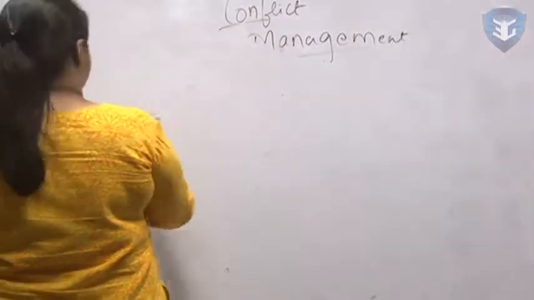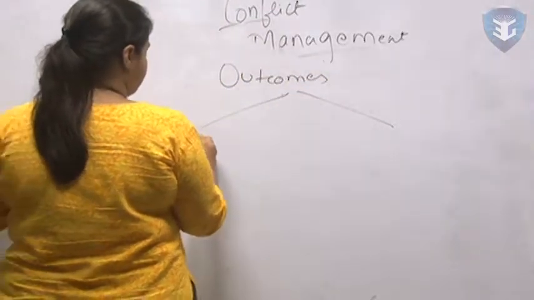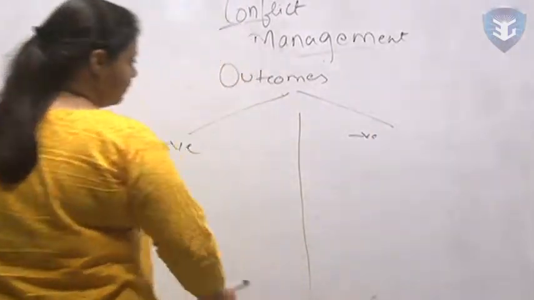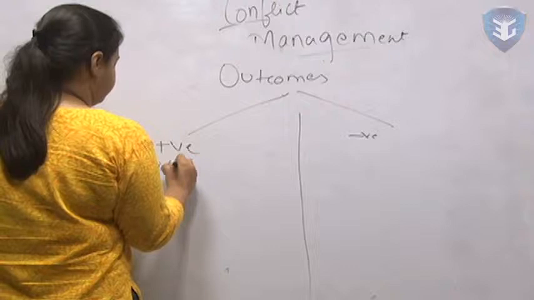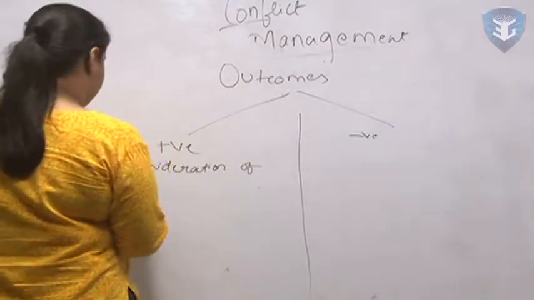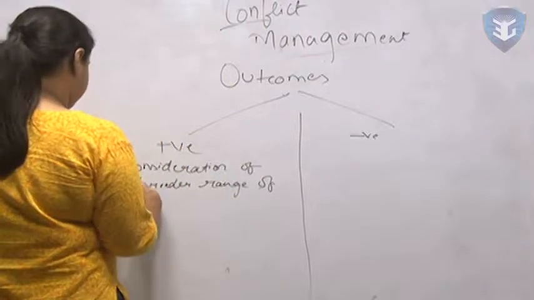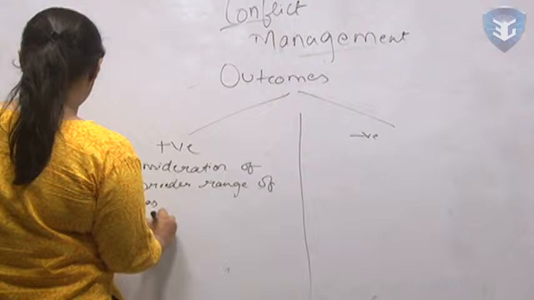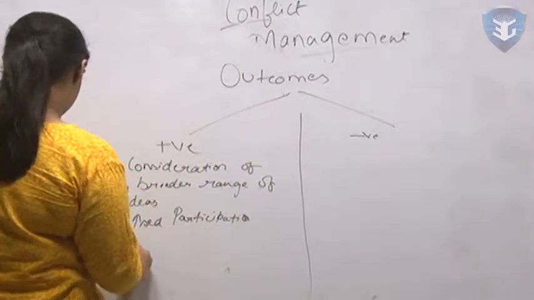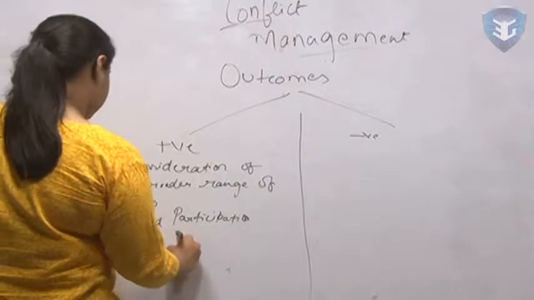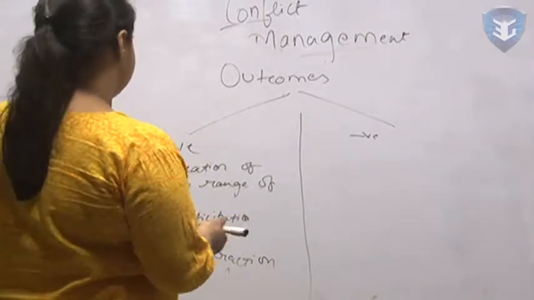If we get deeper, there are some situations that make it clear whether the outcome is positive or negative. So this will tell us what kind of outcome we consider positive and what is negative. Now a positive outcome would be consideration of a broader range of ideas, then increased participation, and healthy interaction. If these three factors are existing, this means that the conflict resolution had a positive outcome.